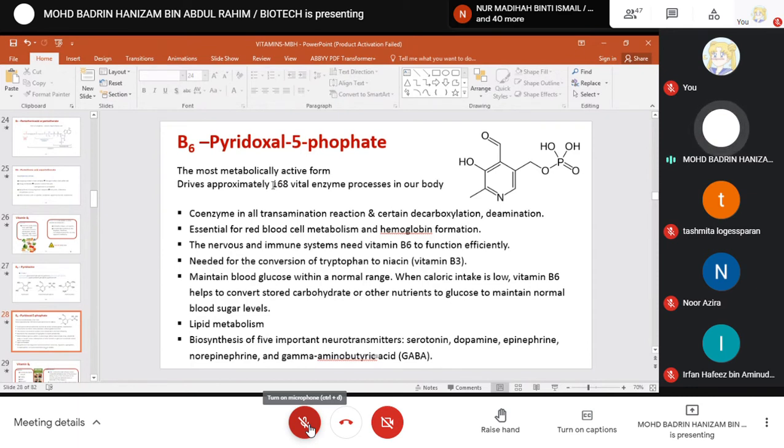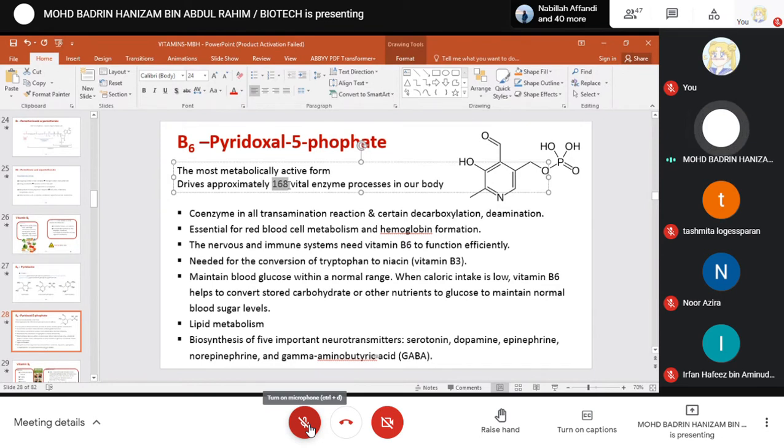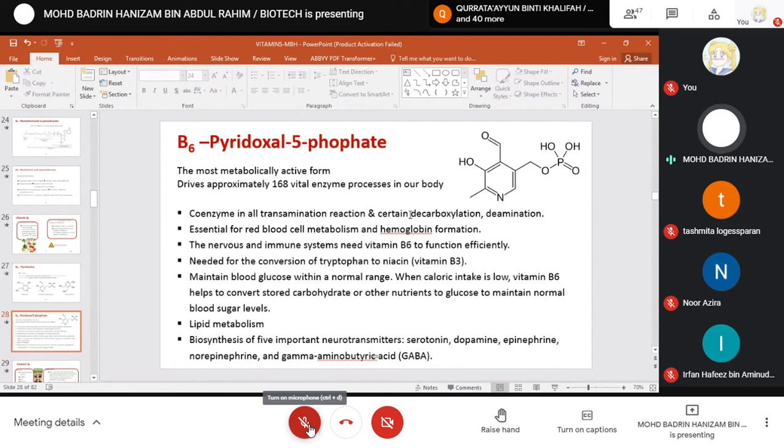I don't memorize all of these, 168, which is very, very much. Vitamin B6 is a coenzyme in all transamination reactions and certain decarboxylation and deamination reactions. Can you imagine that all transamination reactions require pyridoxal phosphate? There are a lot of transamination reactions going on as we speak in our body, and certain decarboxylation and deamination.